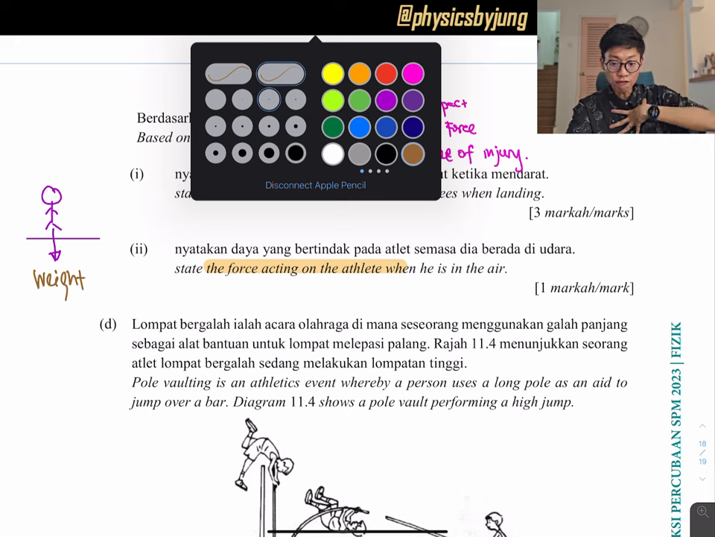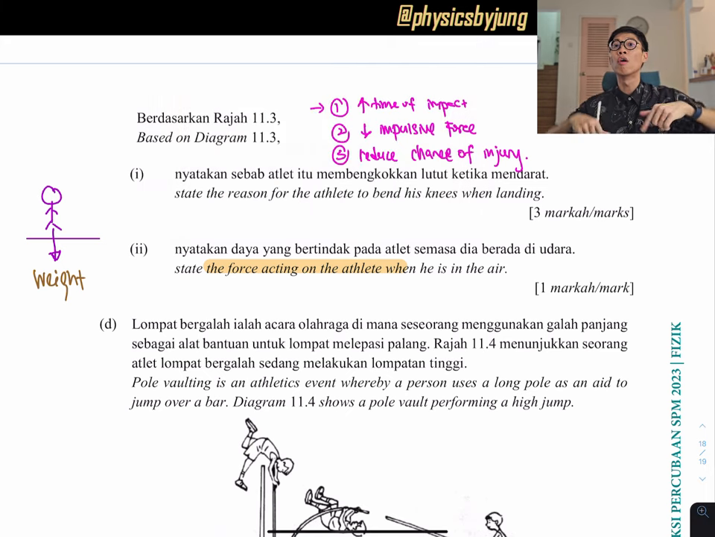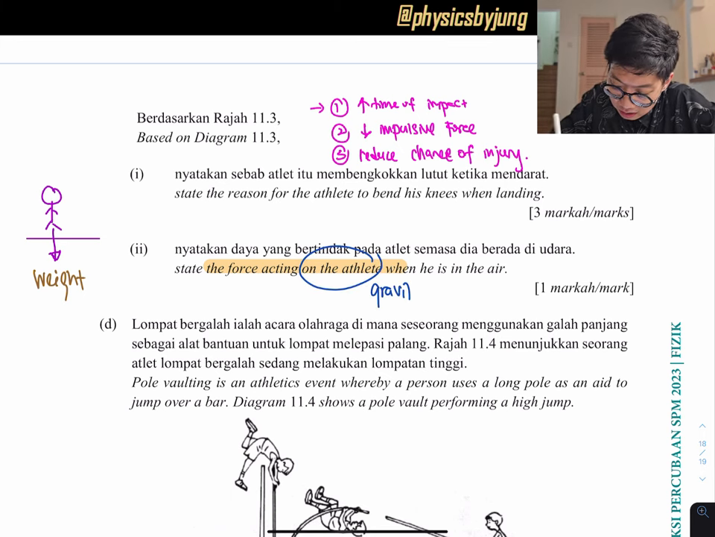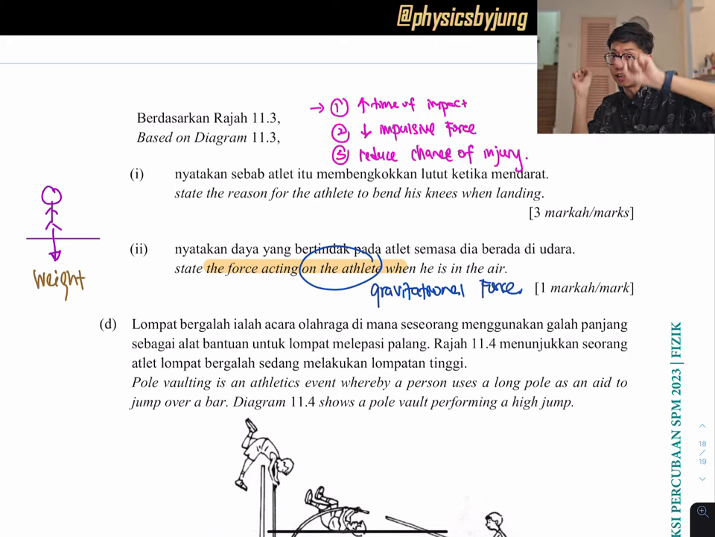Because this is your force, you act on the ground. Force acted by the person. But here is on the person. So if it's on the person, then the answer is gravitational force. Because this is the force acting on the person.